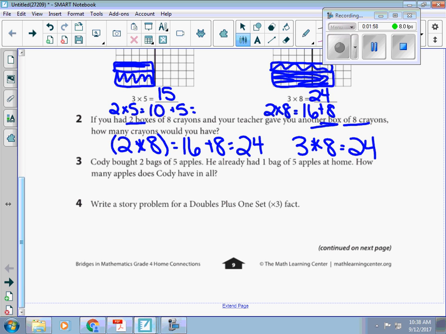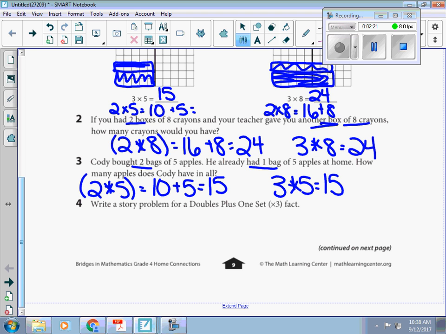Number 3 goes back to represent the first picture. Cody bought 2 bags of apples. He already had 1 bag of apples at home. How many does he have in all? So we can do 2 times 5 to see that he bought 10 apples and he already had 5 at home, so now he has 15. Or again, we can combine our 2 bags and our 1 bag and say we have 3 bags of 5 apples, so he has 15 apples at home. And then the last one, you're just writing your own story problem.